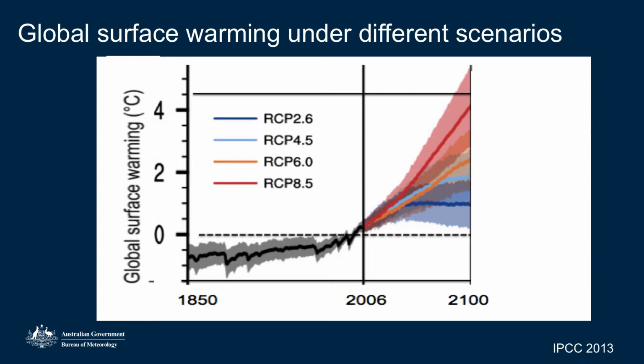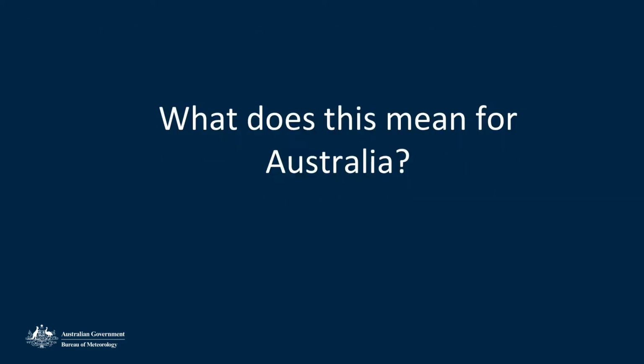At the other extreme, the sort of bluey coloured curves shows what would happen to global temperature if the world acts to very markedly and substantially reduce global emissions of greenhouse gases. Now, of course, the warmer the planet, the greater the impacts are going to be. And so what does this all mean for Australia?